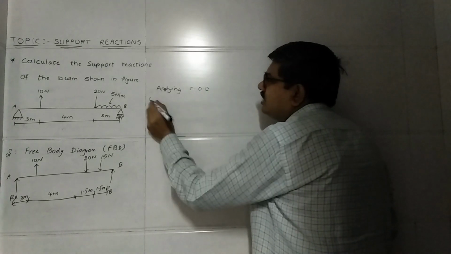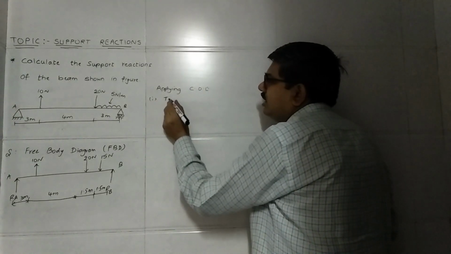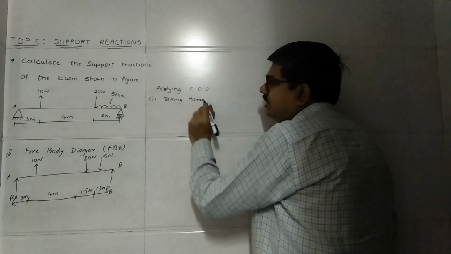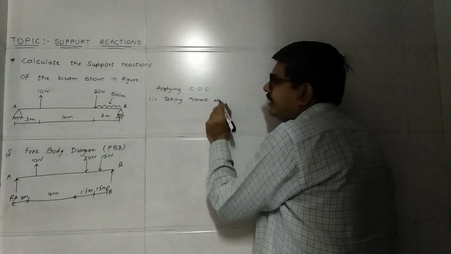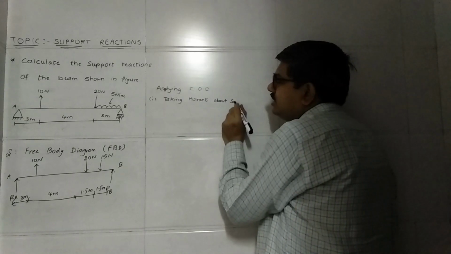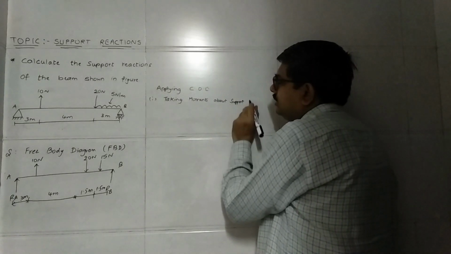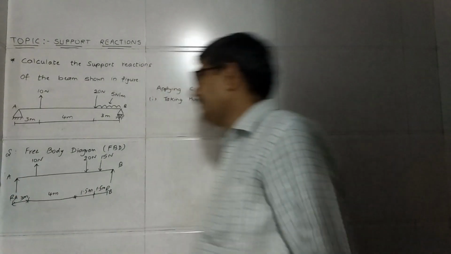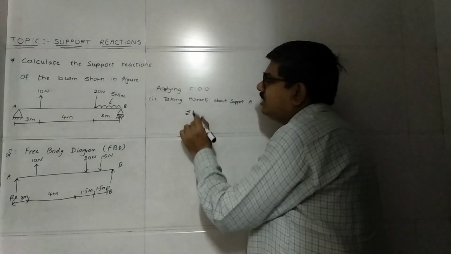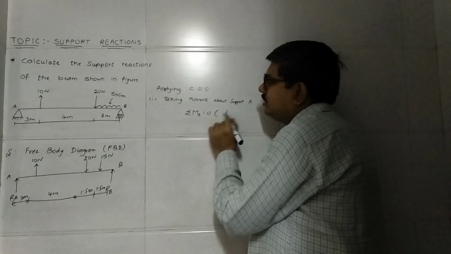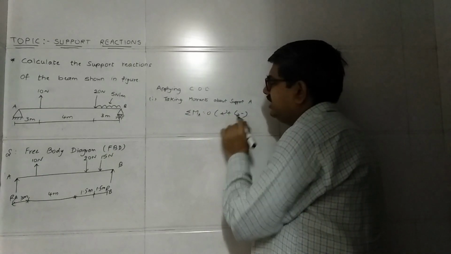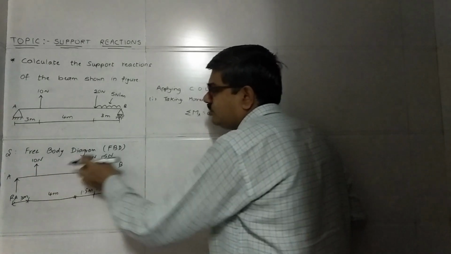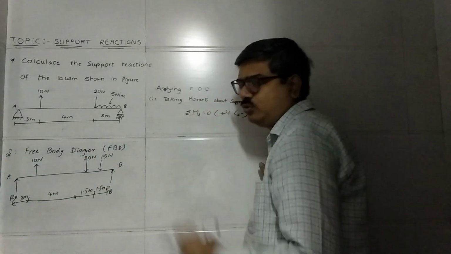Now the first condition is taking moment about A. Always remember, whenever there is a simply supported beam, you have to take moments about the left hand support, that is A. So summation MA equal to 0, clockwise positive, anti-clockwise negative. How many forces are there on the beam? 1, 2, 3, and one reaction force, total 4 forces.